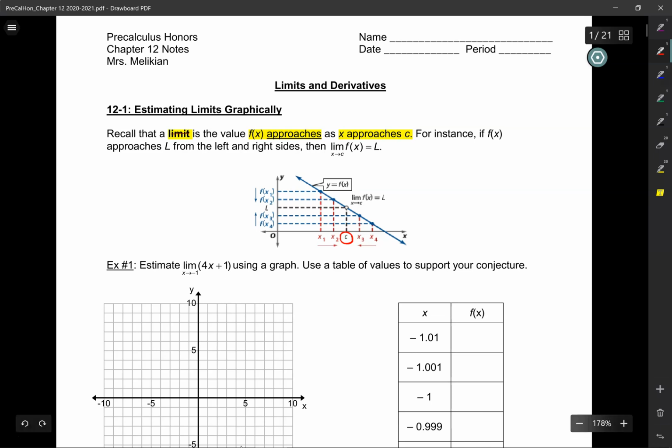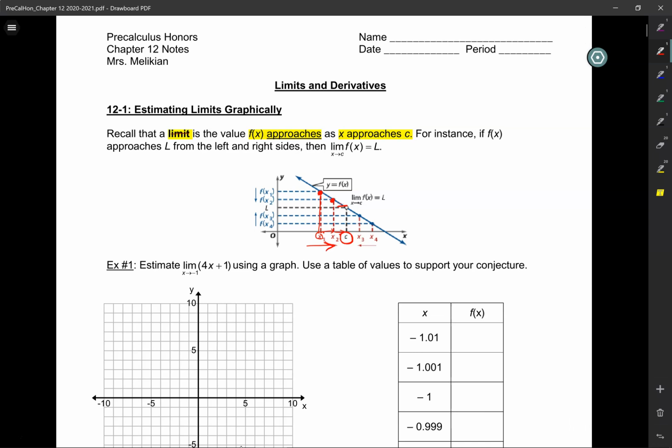The limit is this. As somebody is approaching c from the left-hand side and they look up at the graph, right? So if the person is here and they look up at the graph, this is the y value. You get a little bit closer to c, you look up at the graph, this is the y value. So do you see that the y value is going down? It's decreasing. Well, as you get very, very close to c, you'll see that it's going to approach this y value right here.